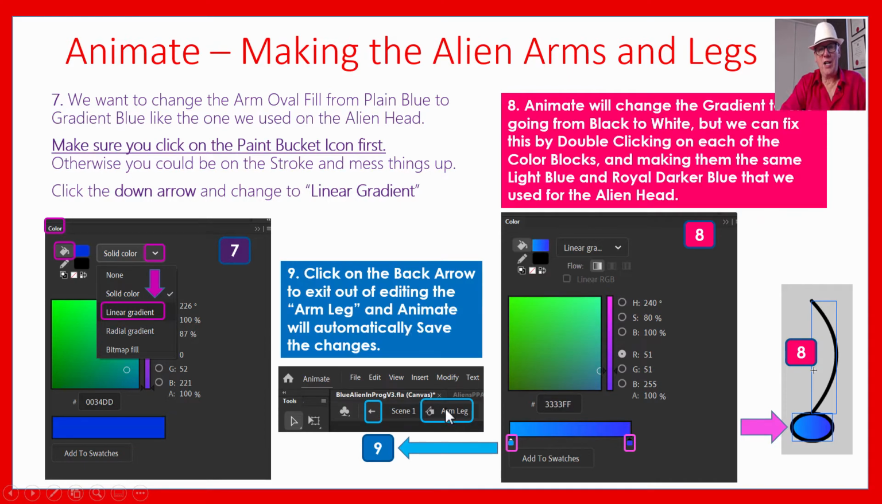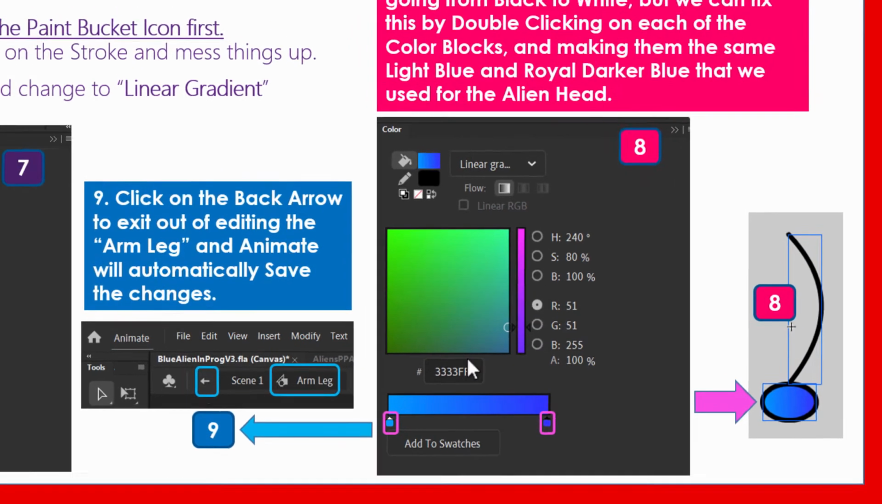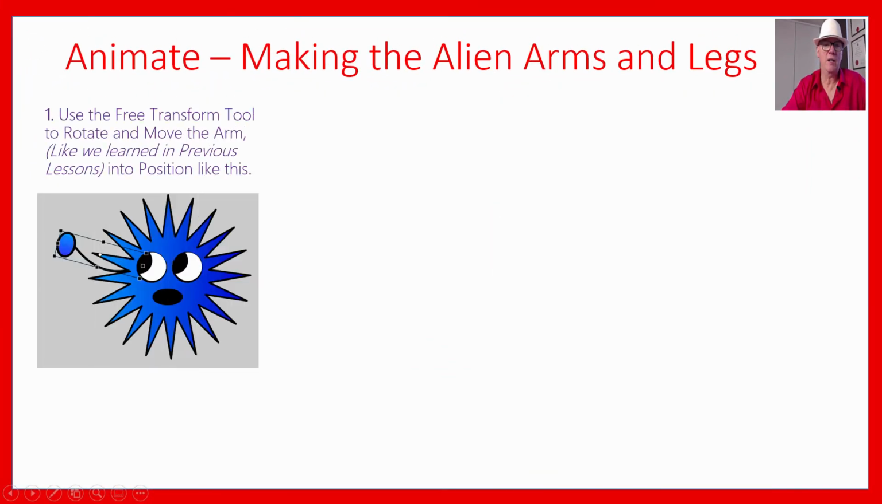All right, now that we've finished editing our arm leg, we need to get back up into our main animation at Scene 1. So use this back arrow, or I think if you click Scene 1, it does the same thing. We double clicked on this to get down inside arm leg. We did Window, Color, made our changes. You can see the oval of the foot or the hand has changed here, and we're done. So we click that back arrow and we've finished editing it.